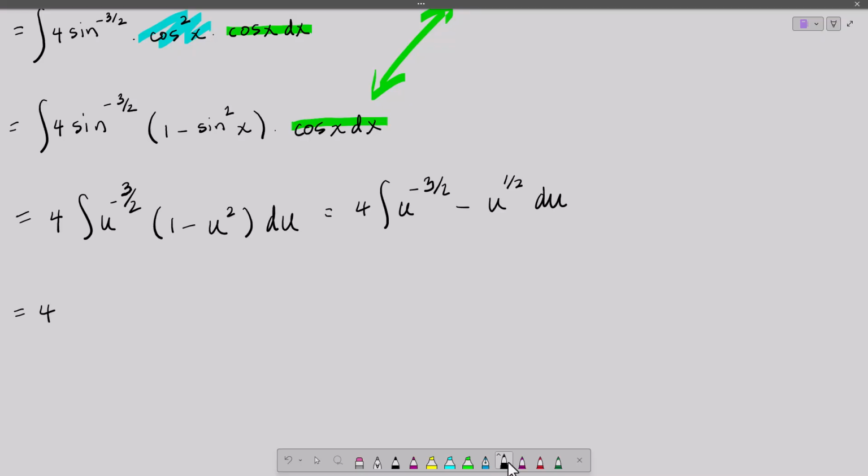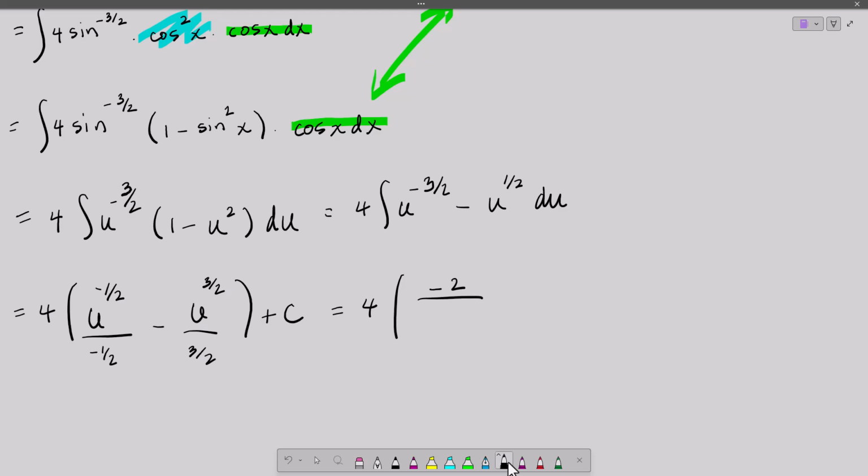So we will have 4 times, we add 1 to the exponent and divide by the new exponent. So we add 2 over 2, we'll get u to the negative 1/2 divided by negative 1/2 minus u to the 3/2 divided by 3/2 plus c. Let's clean this up a little bit. So we're going to have 4 multiplied by, dividing by negative 1/2 means multiplying by negative 2. The negative 1/2 power in the numerator is a positive 1/2 in the denominator, and that's a square root.